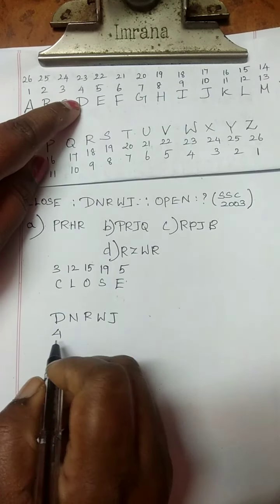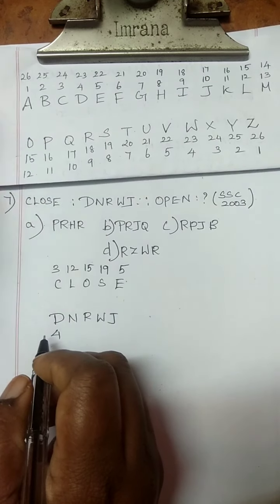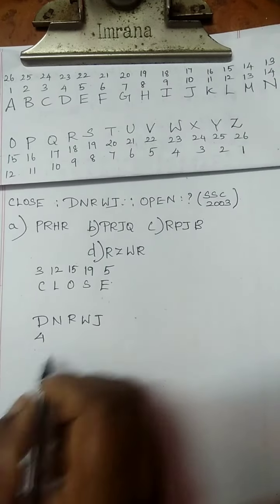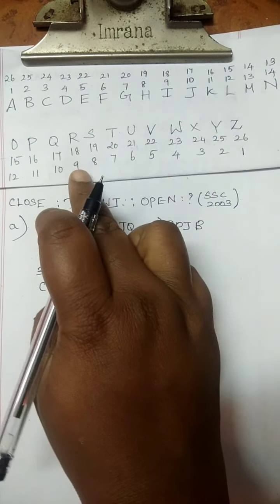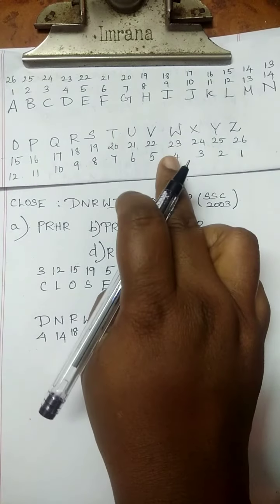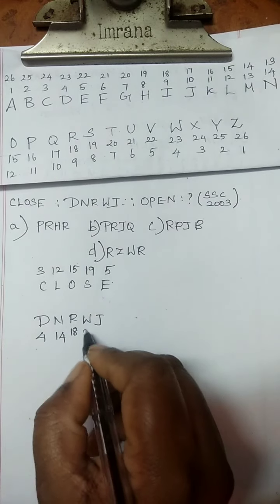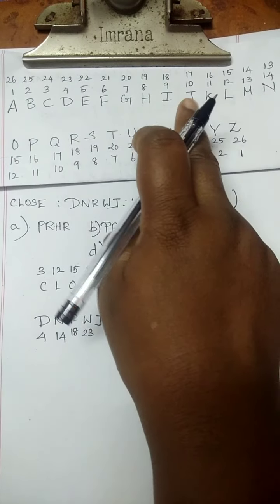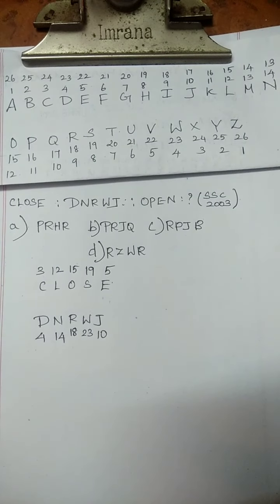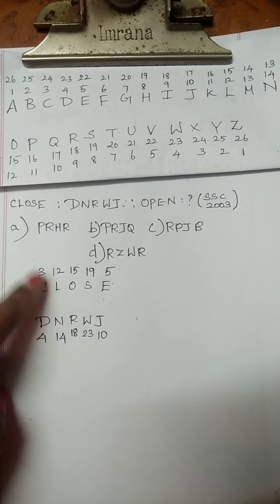D is 4. What is N? N is 14. R is 18. Then W is 23. What about J? J is 10. Am I right? Yes. So what's the relationship between these two?